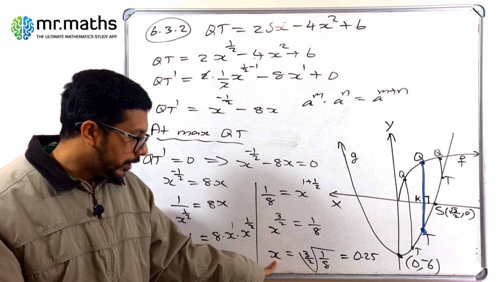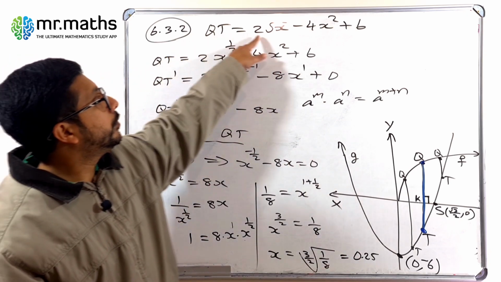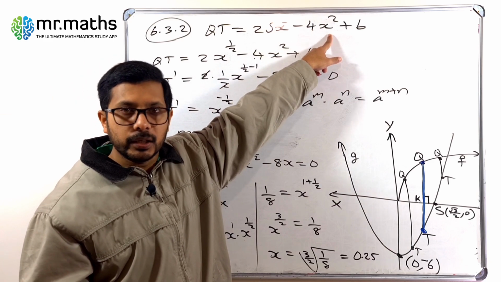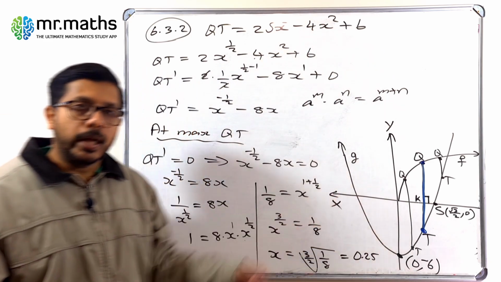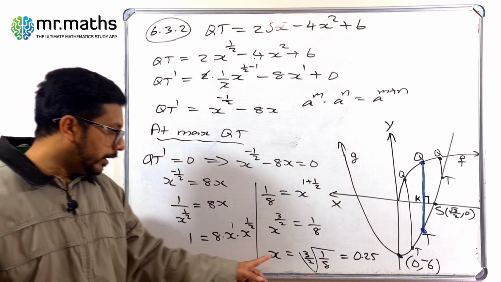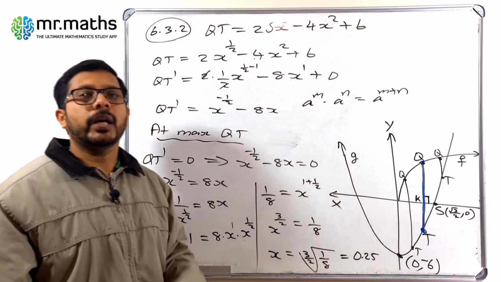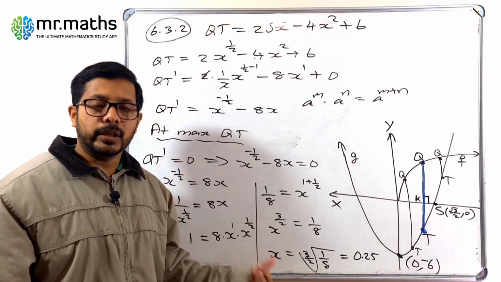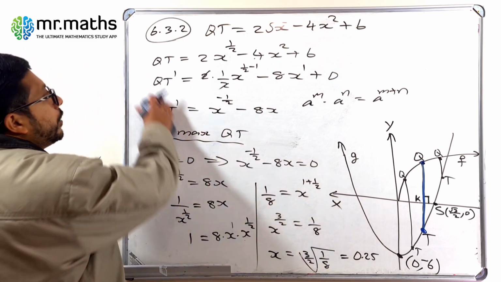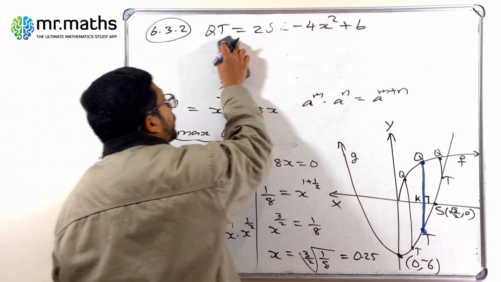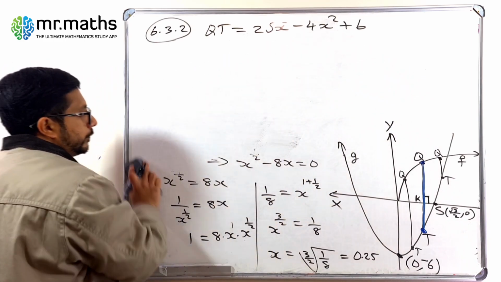You have to substitute this x value in the expression for qt. Where is our expression for qt? This one. Do you understand? Okay, so this x is equal to 0.25. What we got is, at the maximum value of qt, the x value is 0.25. So we have to find the maximum value. Okay, so at maximum value, what is the x value? 0.25. Okay, so now we have to find the maximum value of qt by substituting the x value there in the equation.